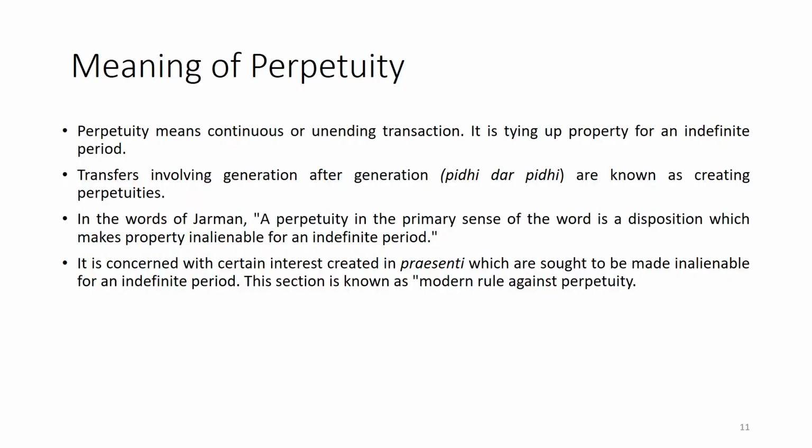The old concept was that a property should not be restricted in a way that it becomes non transferable for a long time. So, it is concerned with certain interest created in presenti, meaning the present person, which is sought to be made inalienable for an indefinite period. This section is known as the modern rules against perpetuity, that means rules have been made that there should not be any restriction which will result in non transferability in perpetuity. So, there should always be transfer.